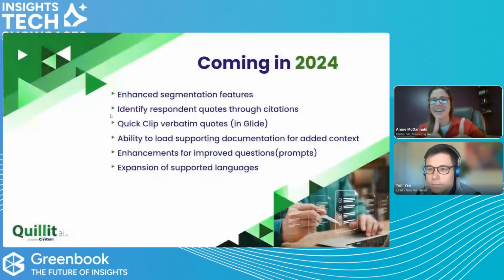And this is our last slide, guys. I know we're close on time, so I'm just going to quickly run through. We have some things coming up in 2024. There are things about segmentation. We've gotten a ton of feedback from beta testers and clients using Quillit about enhanced segmentation features. We're also working to identify respondent quotes through citations. The idea with this would identify where in your content Quillit is pulling the answers to your questions, so you can validate, verify where those answers are coming from.